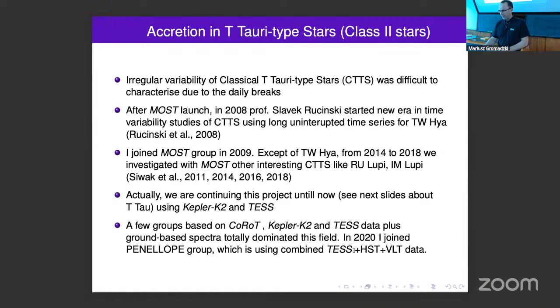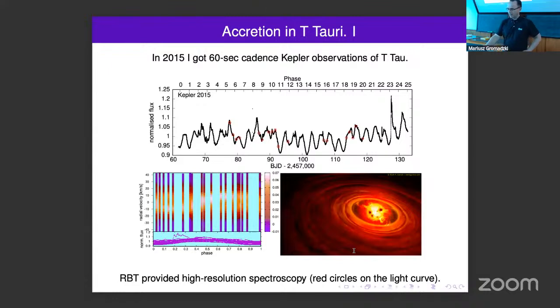Of course, in the meantime, in the last decade, a few groups were created in the world which completely dominated this field. I even joined one group, PENELOPE, which is led by Carlo Manara from ESO, which is using combined TESS, HST, and VLT data. I will not talk about those results because I didn't prepare a single first author paper during collaboration with this group. I will just concentrate on results obtained for T Tauri itself, which gave the name to the entire group of T Tauri-type stars.